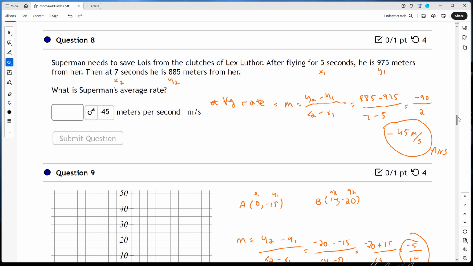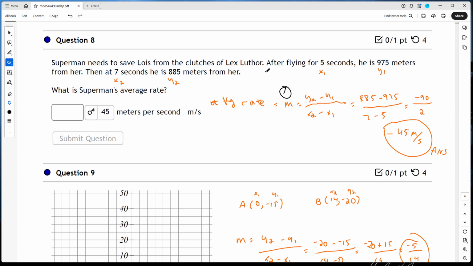Okay, number 8. Superman needs to save Lois from the clutch of Lex Luthor. After flying for 5 seconds, he is 975 meters from her. Then at 7 seconds, he's 85 meters from her. What is the average rate? Find the slope. The first thing I did was write out my slope formula.